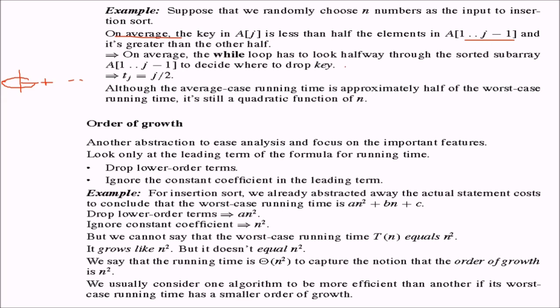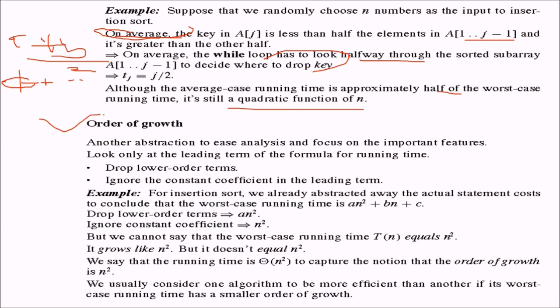So on average, the while loop has to look halfway through the sorted subarray from 1 to j minus 1, and we decide where to drop this key. So this tj would be j by 2 in the average case. Please understand that in average we take (a + b) by 2, this sort of thing. So we have taken tj as j by 2. But the average case running time is approximately half the worst case running time. It's still a quadratic function of n, a n square plus b n plus c.